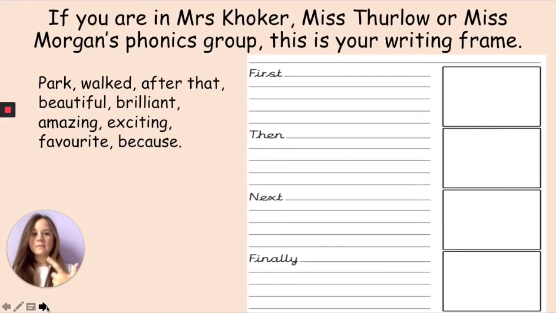If you are in Mrs. Coco, Miss Thurlow or my phonics group, this is your writing frame. So you have to write your title, your first activity, then what did you do on another day, next, and finally, and you can draw a picture for each activity. Remember to write your introduction sentence and your final sentence to say how you felt. Here are a few words that you can use to help you. Park, walked, after that, beautiful, brilliant, amazing, exciting, favourite, and because. Remember to include all of those features from the checklist in your writing.